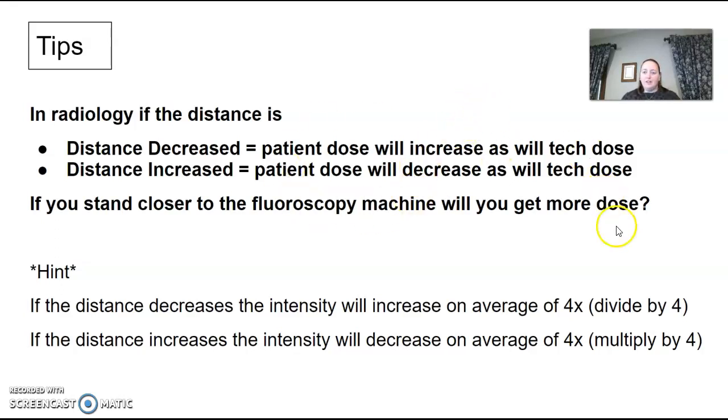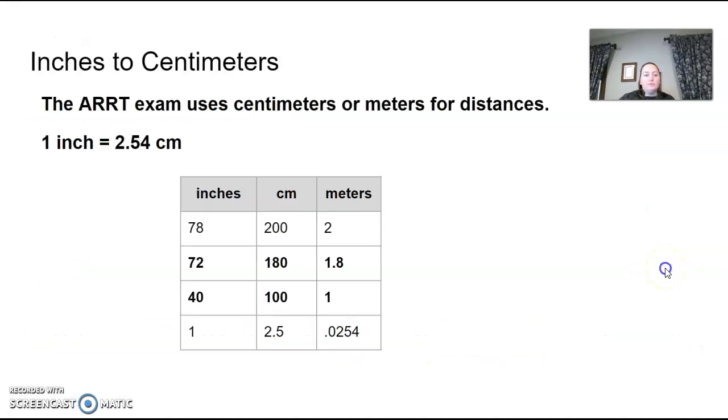My hint or my cheater, because I don't use a calculator in my real world settings, but if I'm trying to sort of estimate how much it'll increase or decrease, it's usually about 4 times. So if the distance decreases, intensity goes up on an average about 4 times. If the distance increases, then it's going to go down by about 4 times. We'll show you that.